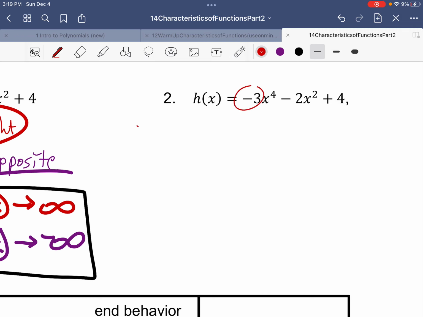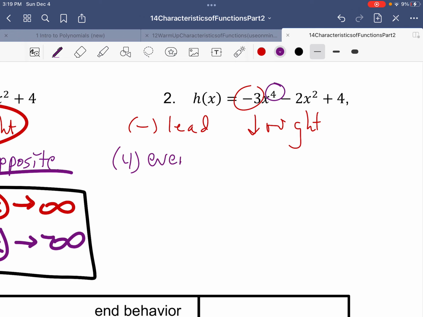Leading coefficient. It's negative. Since the leading coefficient is negative, I know it's going to go down to the right. Remember, the leading coefficient is always about what happens to the right. The degree. The degree is the number 4, but that's an even degree. Since the degree is even, I know that the behavior on both sides will be the same. It'll be the same end behavior.